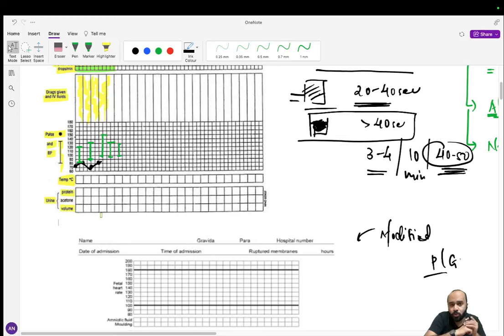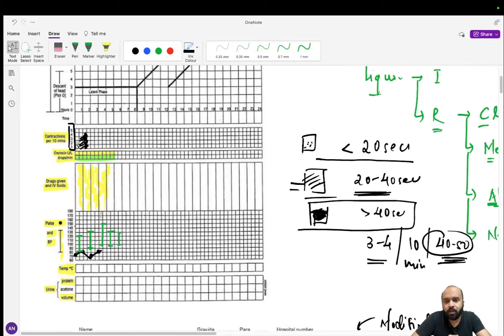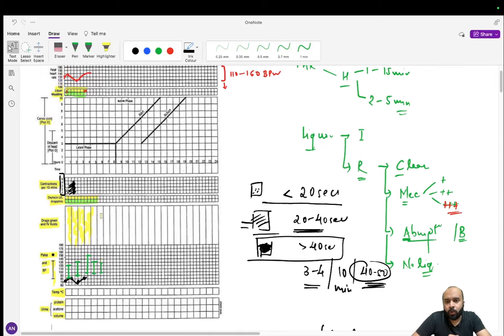So urine volume has to be measured. Remember, she has to have more than 30 ml of urine per hour, or more than 100 ml of urine over the last 4 hours, so that I can continue magnesium sulfate for her. If it is less than that, then I'll have to stop magnesium sulfate and consider some alternative anti-epileptic drug. So this is how my entire partograph is going to look.